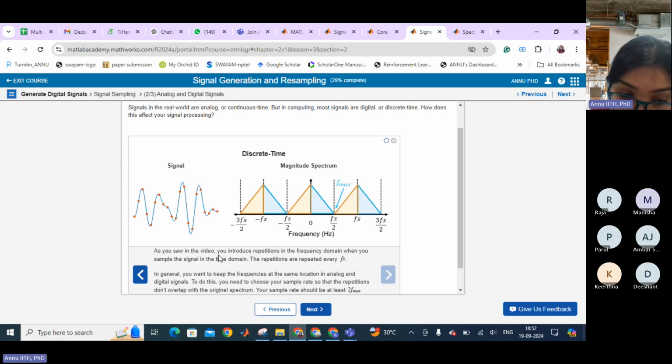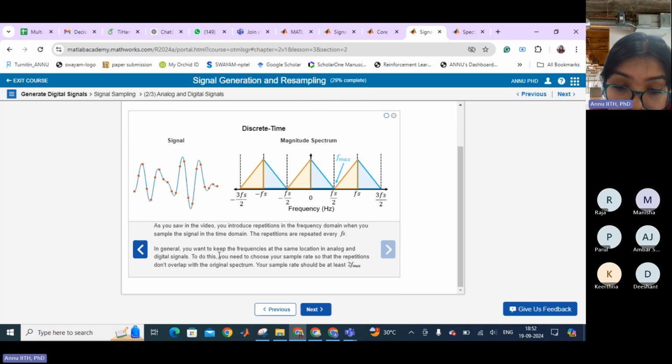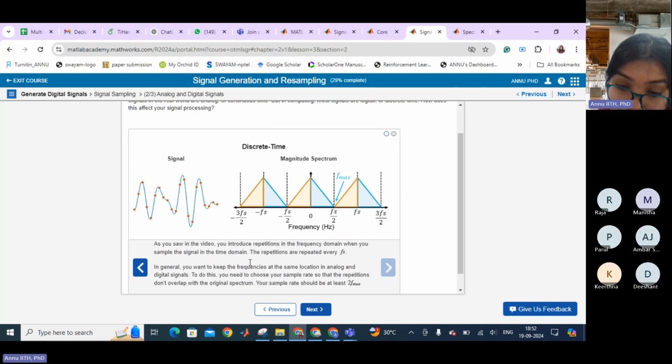So what is happening here? We are sampling the signal in the time domain and you're getting repetitions in the frequency domain, and every repetition is governed by the frequency Fs. In general, you want to keep the frequency at the same location in analog and digital signal, but this Fs is what we need to choose. So we need to choose our sample rate so that the repetitions don't overlap with the original spectrum. So our sample rate should be at least 2 of F max.